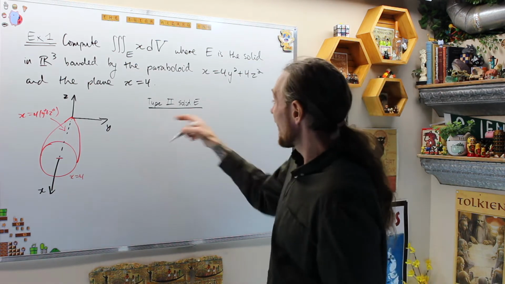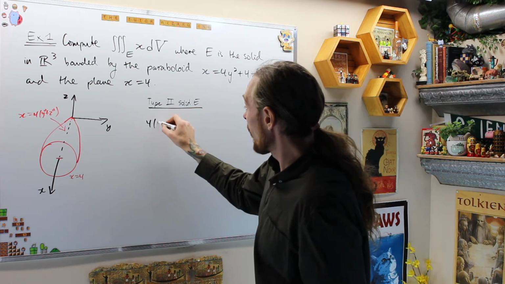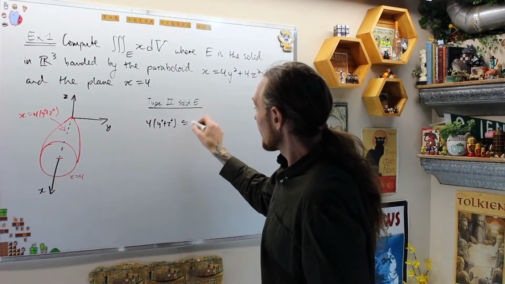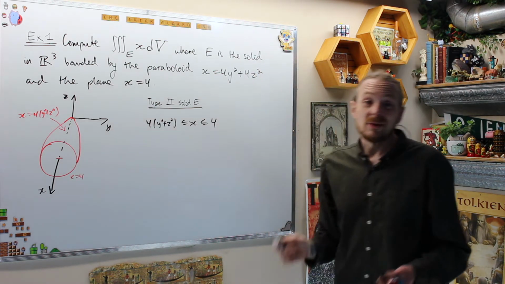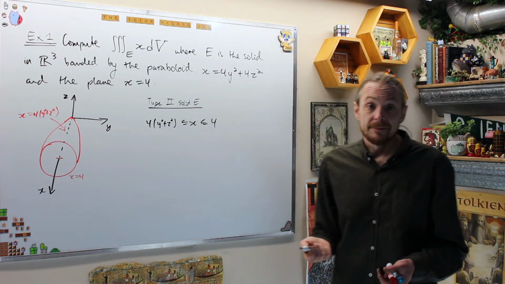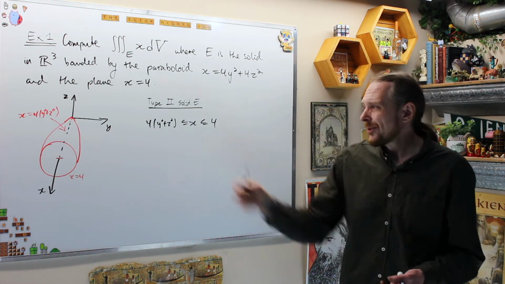In my bounds specifically, I have 4 times y squared plus z squared is less than or equal to x is less than or equal to 4. Those are my 2 functions of y and z. That's what makes it a type 2 solid E. You don't have to memorize what type it is.